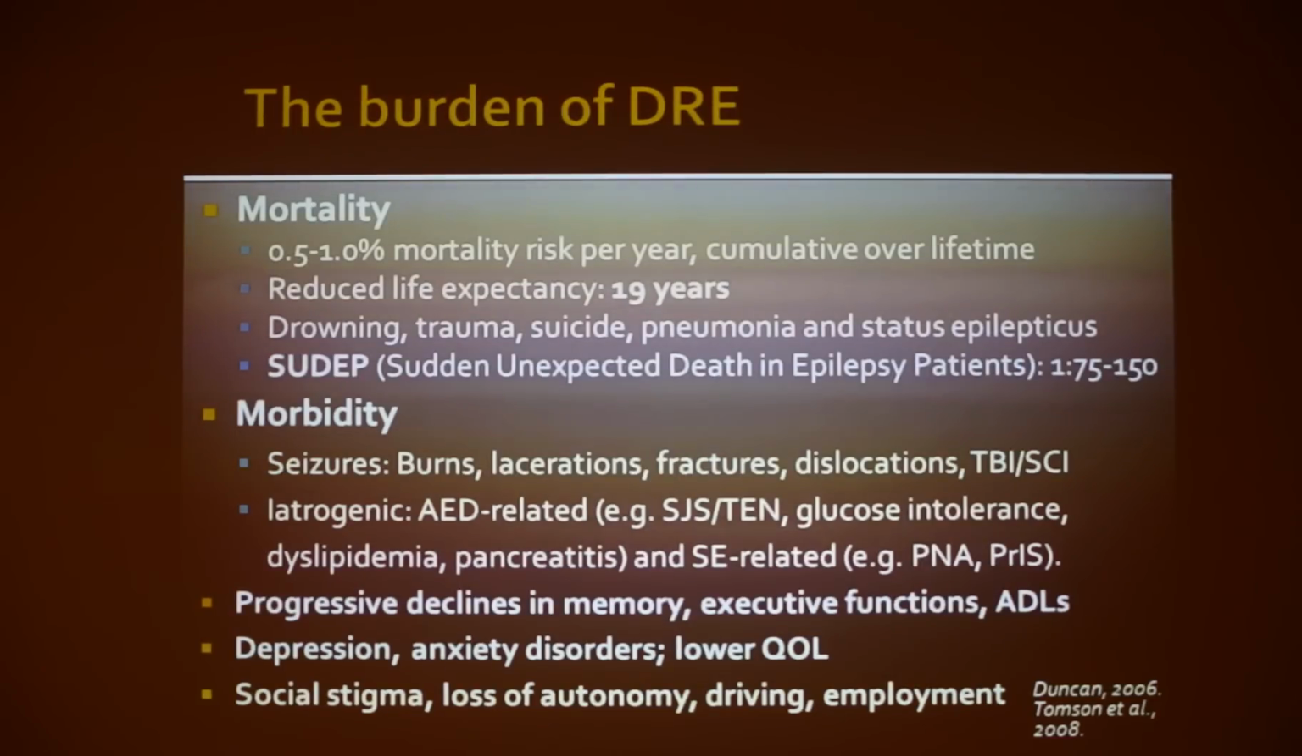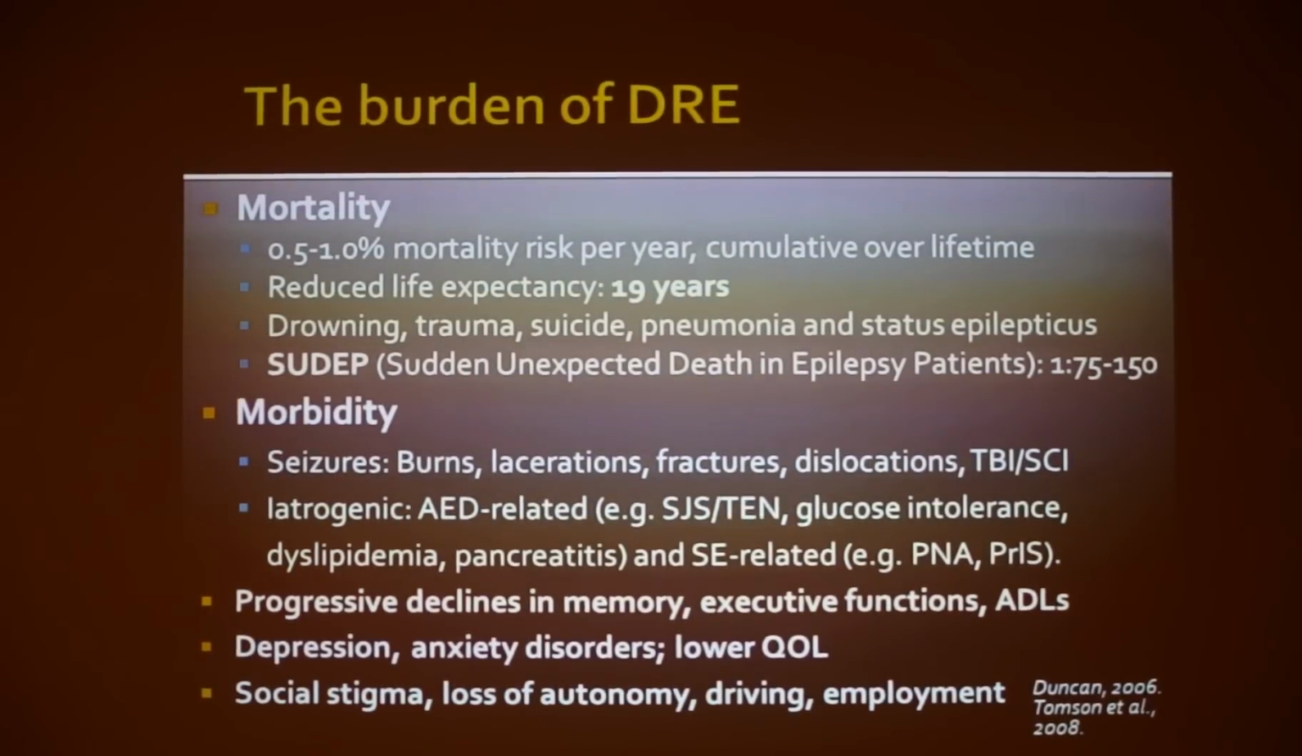Beyond threats to life are significant sources of morbidity. These include injuries sustained as a result of breakthrough seizures: fractures, dislocations, soft tissue, and neurological injury due to traumatic brain injury and spinal cord injury amongst the most common. There are also a number of iatrogenic injuries, including life-threatening rashes, Stevens-Johnson syndrome, multiple endocrinological abnormalities associated with anticonvulsant medication, and then complications of status epilepticus, including propofol infusion syndrome, which has a fairly significant mortality risk.